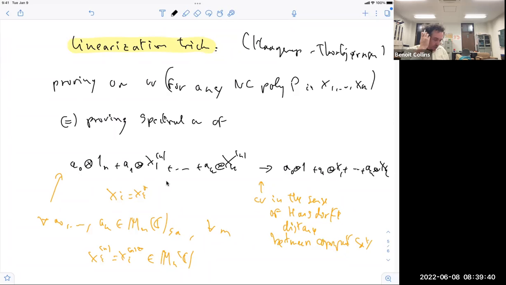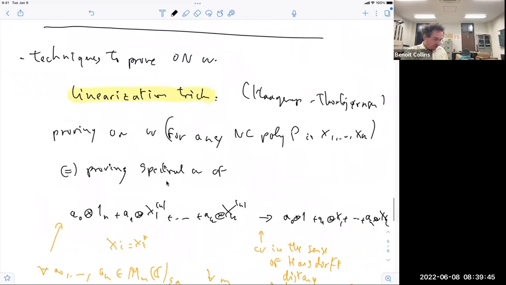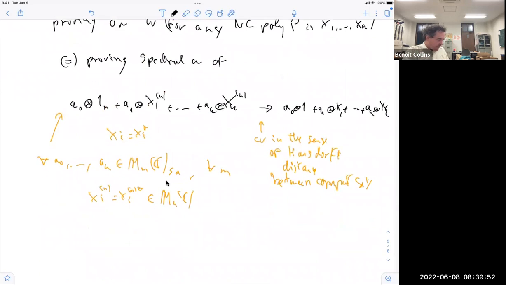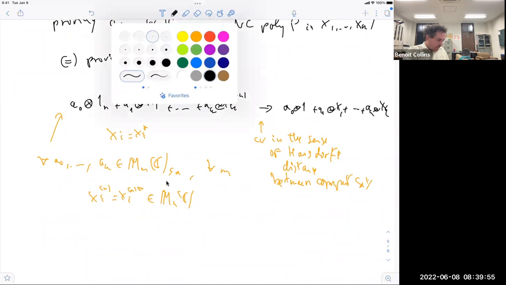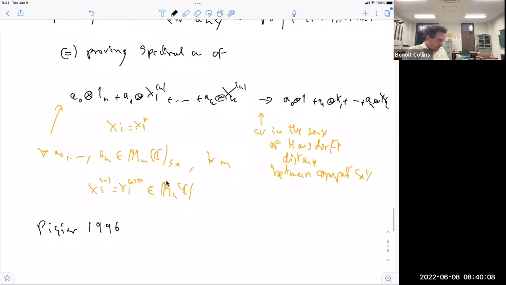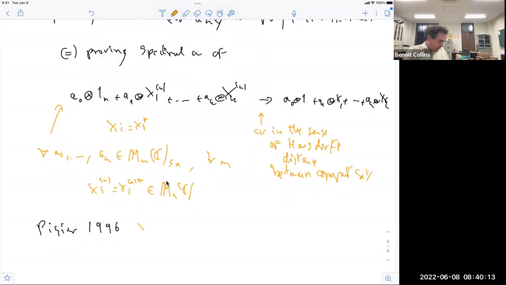This version was given by Haagerup and Thorbjørnsen in their seminal paper of 2005, but there was an earlier version of this by Pisier in around 1996, where he handled the case of xi being unitaries.